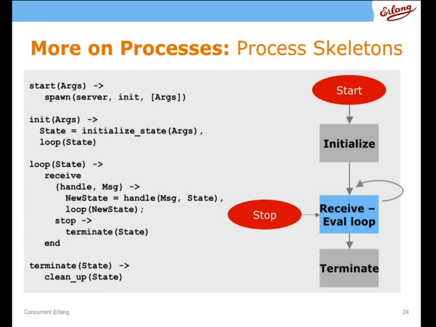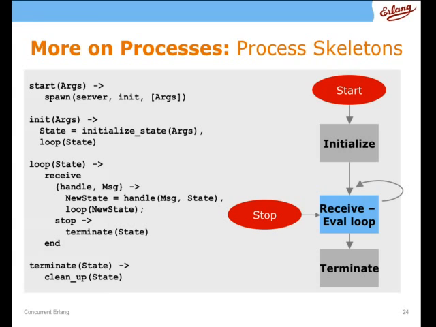The second is to handle a stop message, the stop atom. And what that does is we execute some code that cleans up and then terminates. But if we receive a message which has to be handled in some way, we handle it by calling a function. We've called it handle here, and that gives us back a new state. And then we call the loop function again, but with that new state value rather than the one we started with.